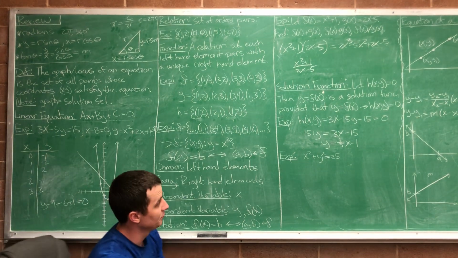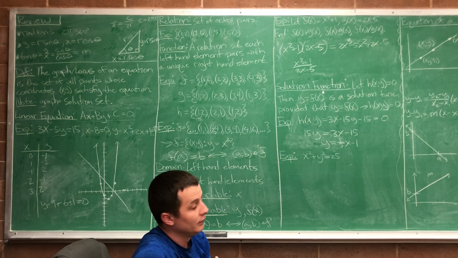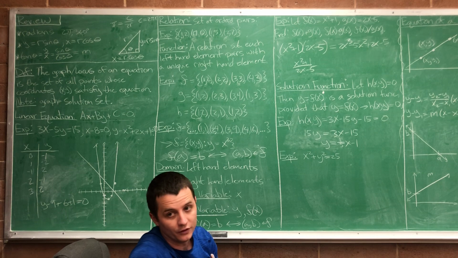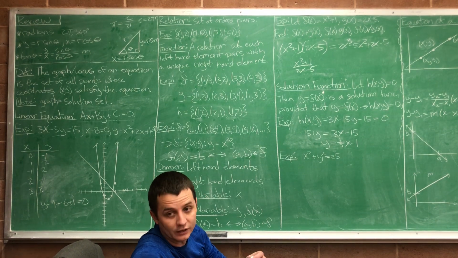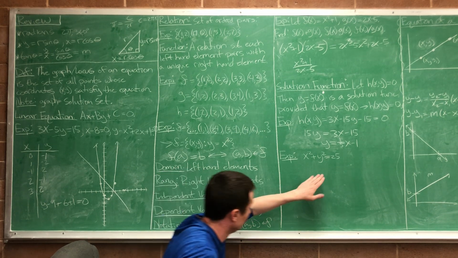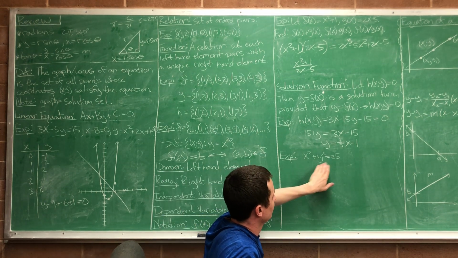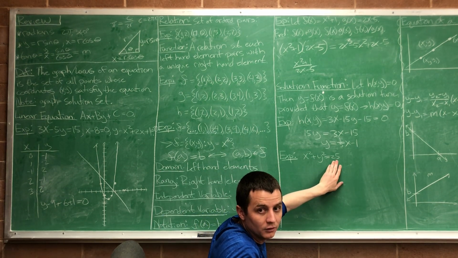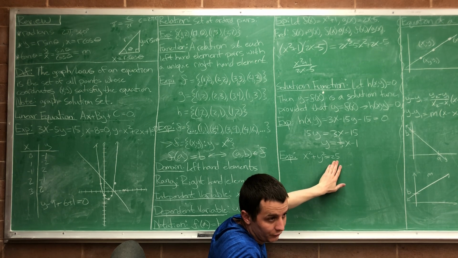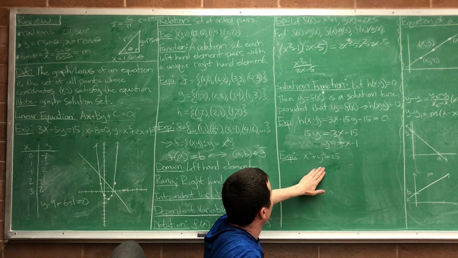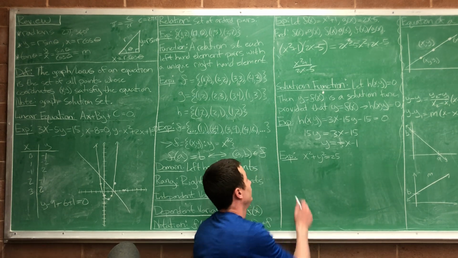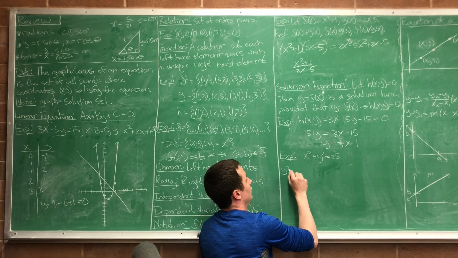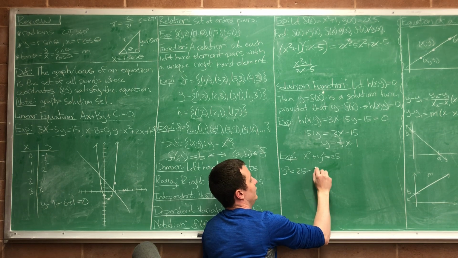Now, sometimes that's not so straightforward. And sometimes you'll get more than one solution function for the same variable. So let's see an example of that. So we have x squared plus y squared equals 25. And we're going to solve for y. First thing I'm going to do is move the x squared over here. So then I get y squared is equal to 25 minus x squared.